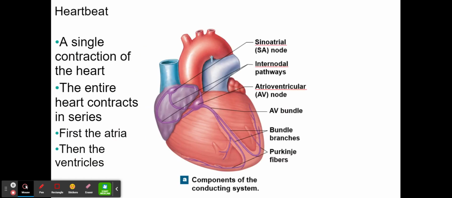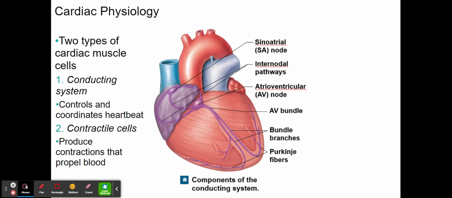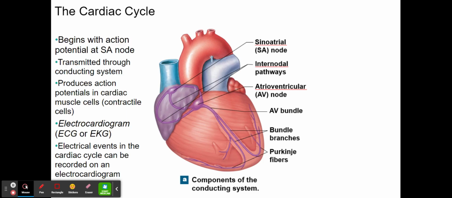Let's jump into it. So in a single cardiac contraction or heartbeat, the entire heart contracts in a series, first the atria and then the ventricles. Two types of cardiac muscle cells are involved in a normal heartbeat. One, specialized muscle cells of the conducting system control and coordinate the heartbeat. And two, contractile cells produce the powerful contractions that propel blood.